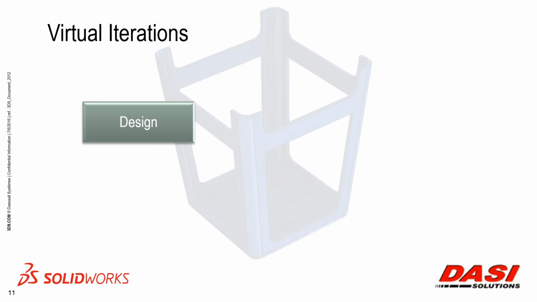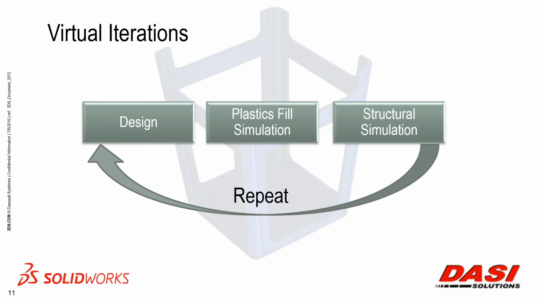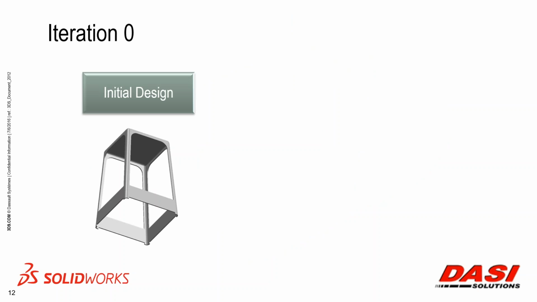And we're going to go through this process iteratively. I'm going to start off with a basic, crude idea of what I want to create for a stool, and then I'll make improvements. So for the first iteration, I'm starting off with the design, then I'll move into a plastics fill simulation, and then a brief structural simulation. I want to focus more on the plastics segment for this presentation. We'll repeat this process once or twice and try to make improvements to the design at each stage. So in our case, I'm going to call this initial iteration 0.